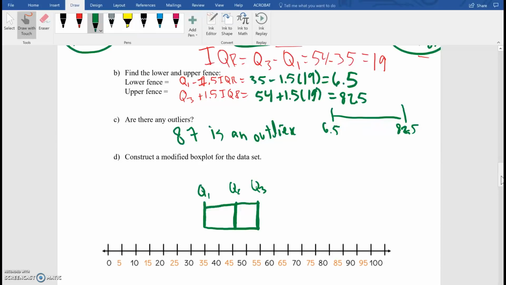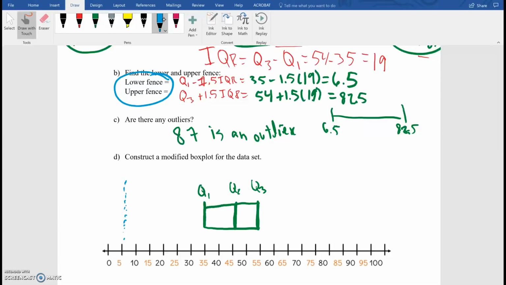Okay. Now what I'm going to do is go ahead and use a different color. You don't need to do this in the exam, but it would be really good as a reference. So normally we don't write the hinges, the lower fence and the upper fence. We don't put them down on a box plot, but I'm going to do it just for reference. I'm going to put it in a different color. So my lower fence is 6.5. So 6.5 is around here. All right. So I'm going to say this is my lower fence.